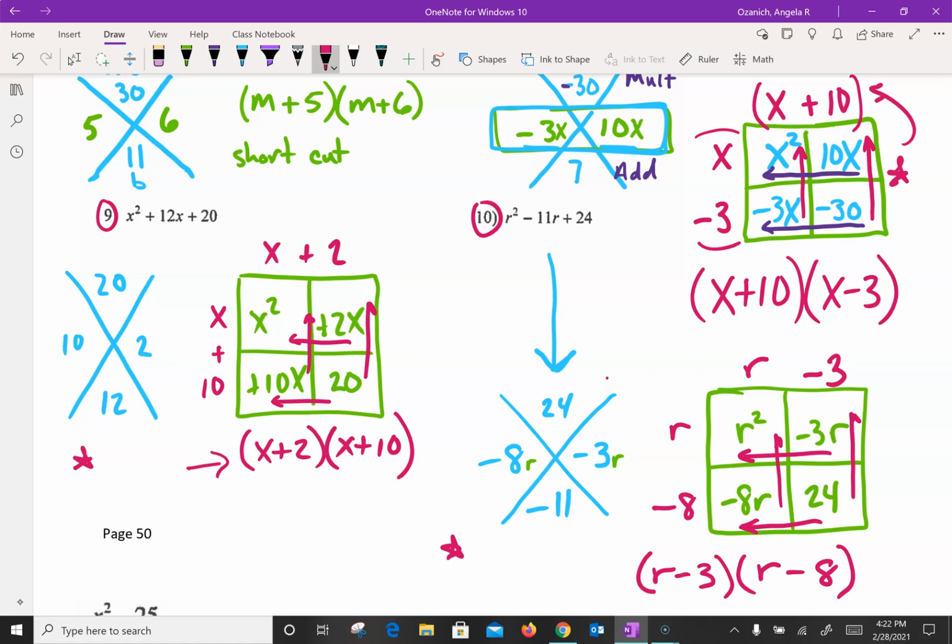Remember that in order to get a positive value here of 24 and have two numbers that add up to a negative 11, these two values had to be negative. So a negative times a negative was our positive 24. If I've lost 8 bananas and I lose 3 more, I've lost 11 bananas altogether, right? So my negative 8 minus 3 more is going to be my negative 11. I built my area model and factored, and the correct answer here was r minus 3 times the quantity r minus 8. So hopefully that went well for you guys.